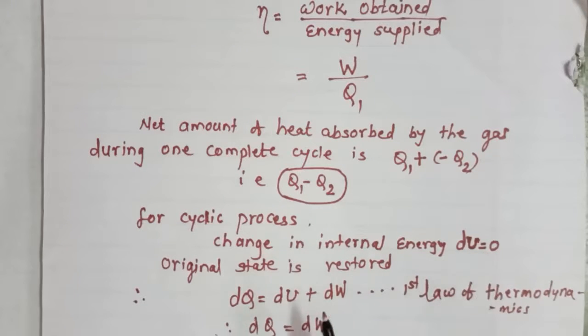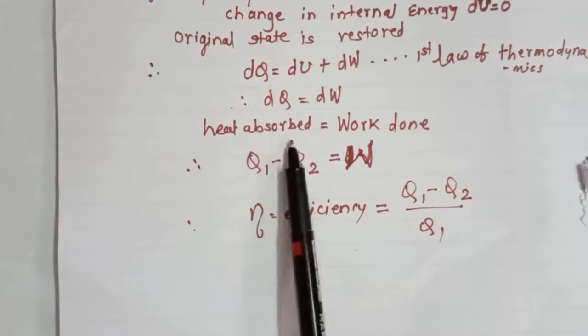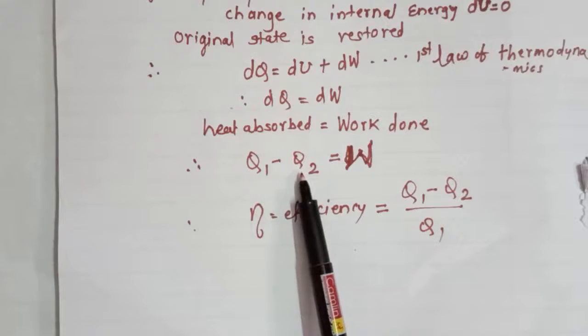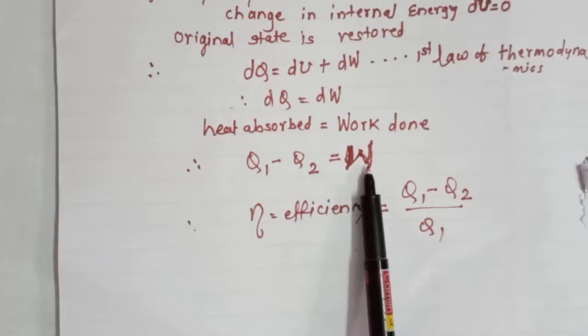Put this value in first law of thermodynamics. First law of thermodynamics is dQ is equal to dU plus dW. Put dU is equal to 0, then we get dQ is equal to dW. It means that work done is equal to heat absorbed, that is Q1 minus Q2. Net amount of heat absorbed is equal to work done W.